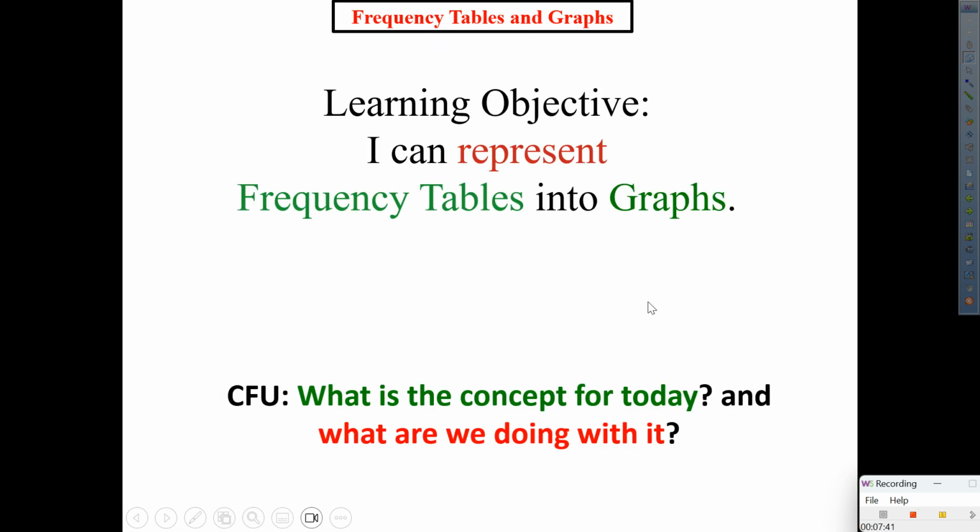And here we go. Get a Cornell note ready. I can represent frequency tables into graphs. So, frequency tables and graphs.